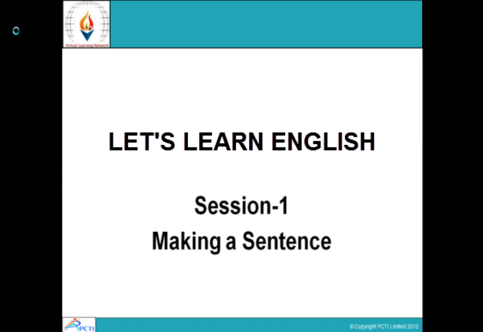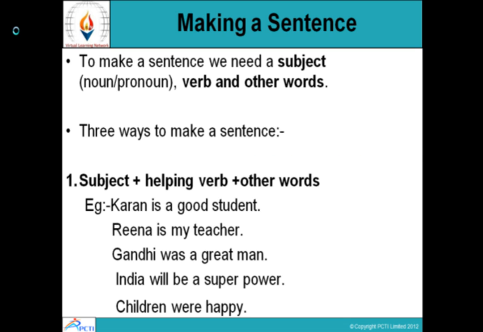This is session number 1, making a sentence of Let's Learn English. A sentence is the smallest unit of a language. To make a sentence, we need a subject, that is, a noun or a pronoun, a verb, and other words. Let's see how to make a sentence. There are 3 ways to make a sentence.